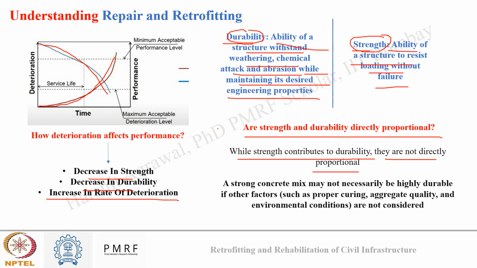But the same structure, when it is located very near to the shoreline or in contact with the seawater, what happens? My exposure environment is very critical. There are a lot of chlorides and sulfates in contact with the concrete. So the same concrete structure, which was supposed to give me 100 years of service life far away from the shoreline, may give just 20 or 30 years of service life near the shoreline. So though my structure had the same strength, my durability was not the same. That's why we say strength and durability may not be directly proportional. Though they are related, they are not directly proportional.